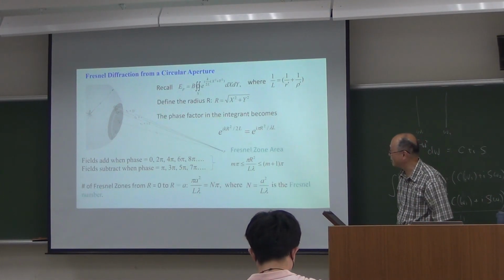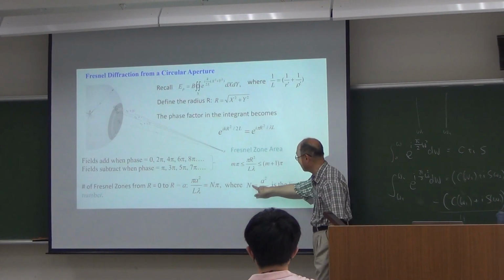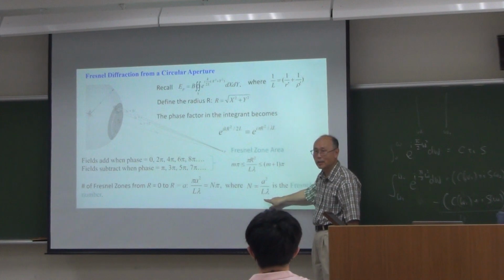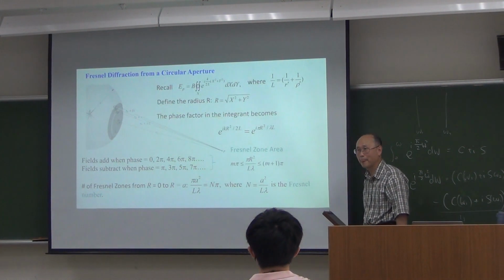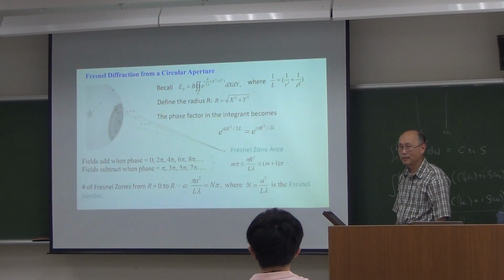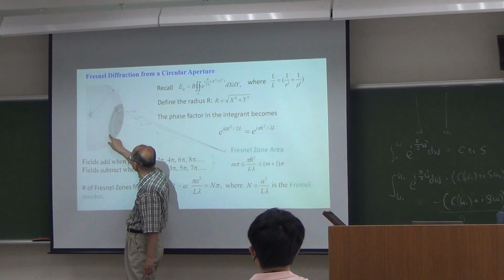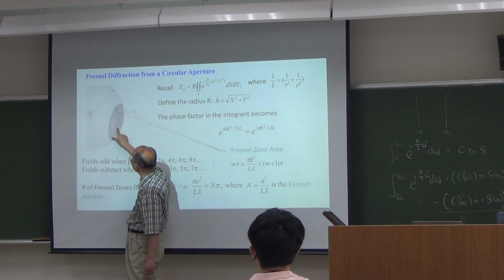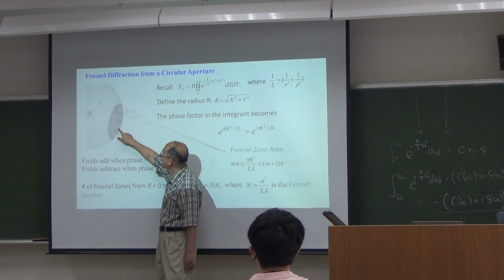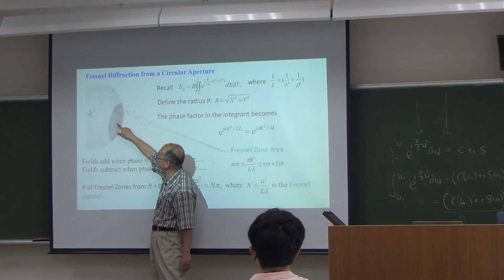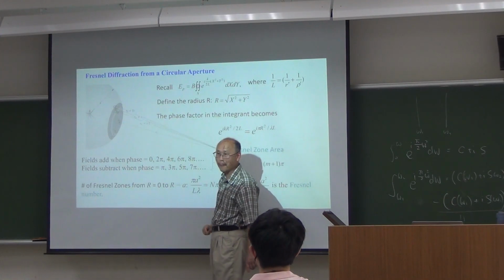So for given radius A, you can calculate the number of zones that are included in the calculation. Okay, so if I set my radius A to be this big, I will be talking about 1, 2, 3 zones. And in each zone, the radiation phase difference is less than pi.